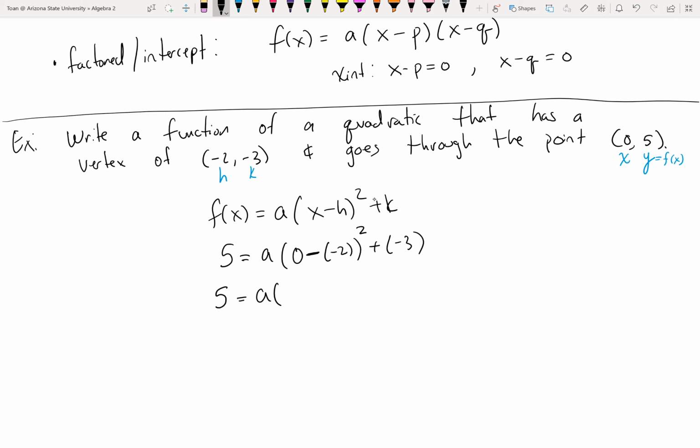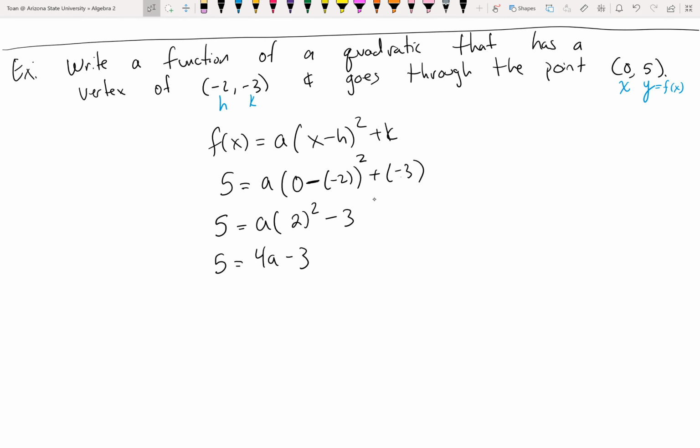Inside here is 0 minus a -2 is just a regular 2. Plus a -3 is a -3. 5 equals 2 squared is 4. So add the 3 over and then divide by 4. You get a equals 2.